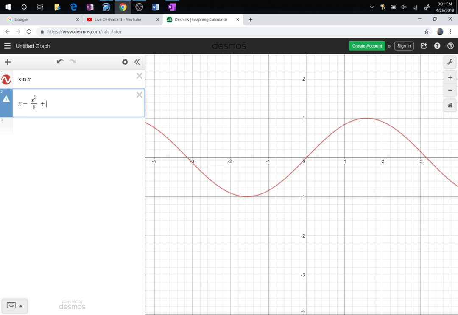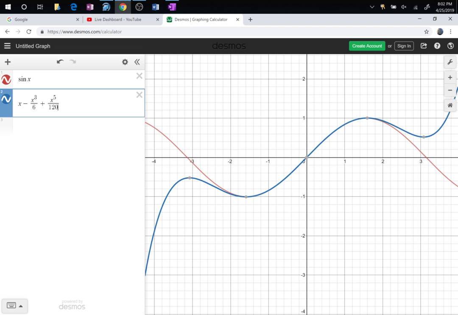And look, I'm adding another term, plus x to the 5 divided by 120. You see that it fits even better?